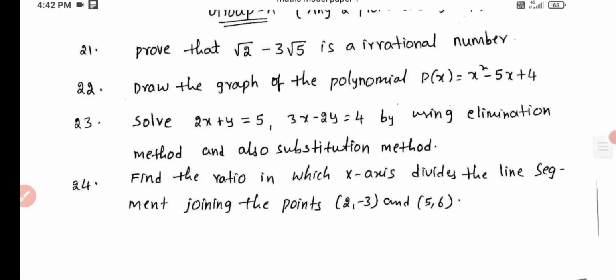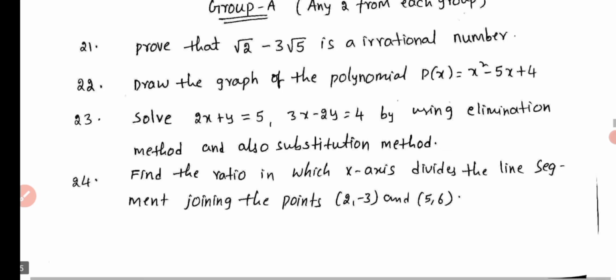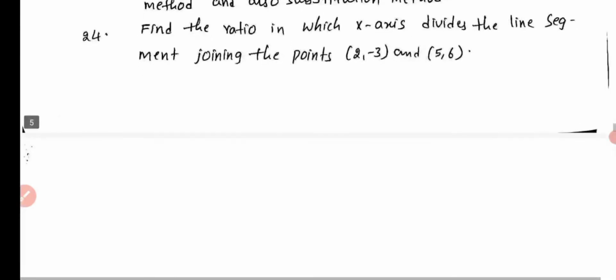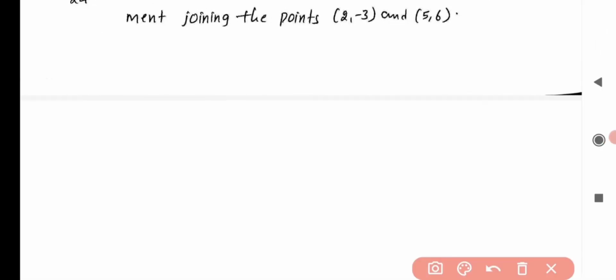(23) Solve 2x plus y equals 5, 3x minus 2y equals 4 by using the elimination method and also the substitution method. Elimination method, substitution method. Okay, 23. Now what are the equations here? 2x plus y equals 5 and one more, 3x minus 2y equals 4.